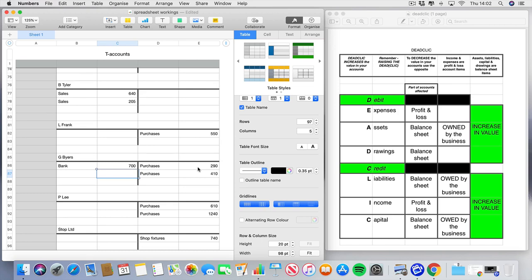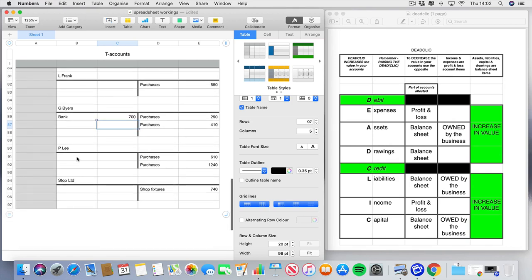We've returned goods to P Lee, which is 83. So P Lee, we've sent goods back. So we've already bought goods. Sorry, we've bought goods from P Lee on the P Lee account, which is a liability. We've increased the liability because we've bought goods. Now we're returning them, so we're reducing the liability. So increasing liability is a credit, reducing a liability will be therefore a debit. So P Lee, we're going to say returns.